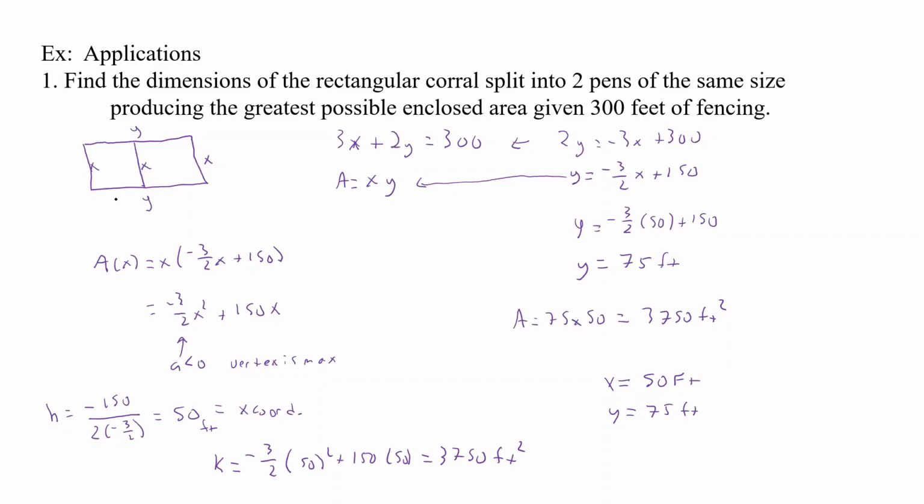Now, does that work for our equation? Well, 3 times 50 plus 2 times 75, that's equal to 300. And x times y is going to give us our total area. And so that looks like we have our answer to that one. Okay, any questions? All right, let's do another one.